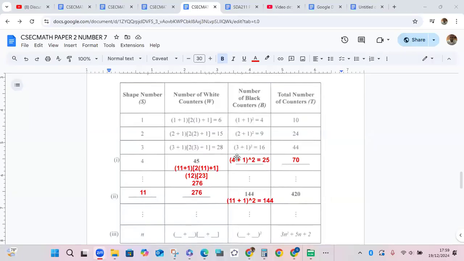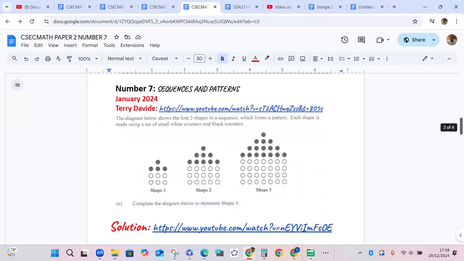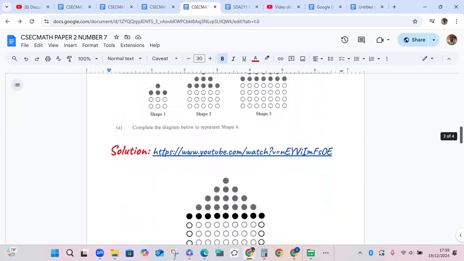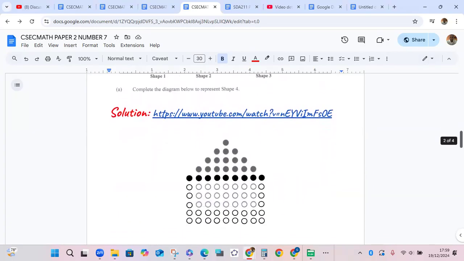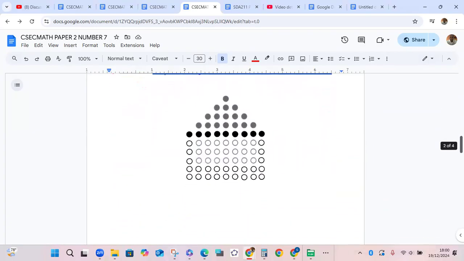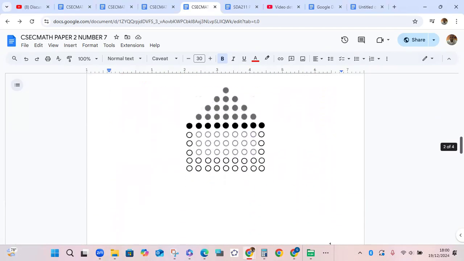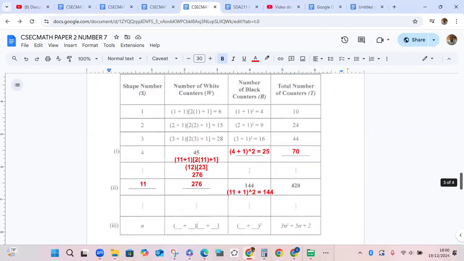In this video, we are going to discuss question number 7 of the CSET January 2024, paper 2. As you can see, it stems from a sequence of 4 ships. There's a progression as we go along: ship number 1, 2, 3, and 4, the number of black and white counters are increasing in that pattern. We discussed that in part A. Here's the solution, and we discussed part B1 and 2. So now we're going to part 3.